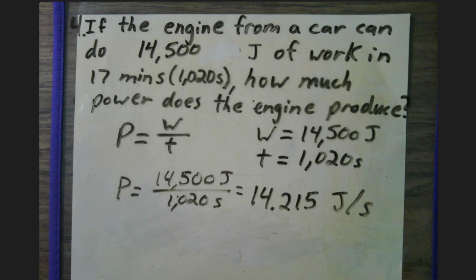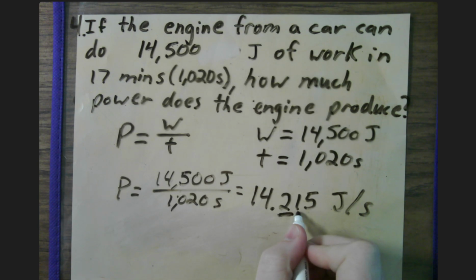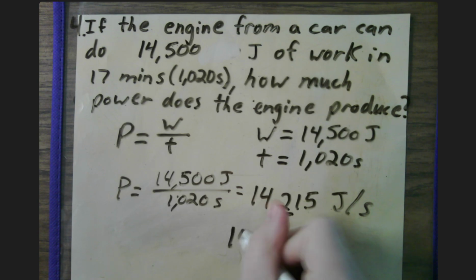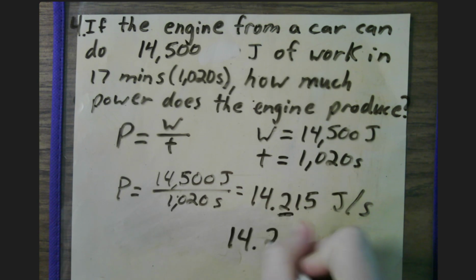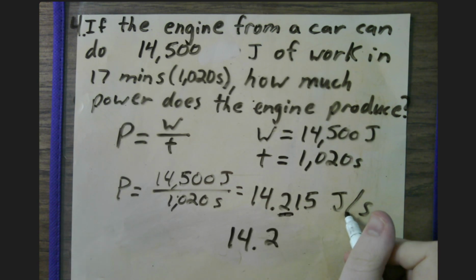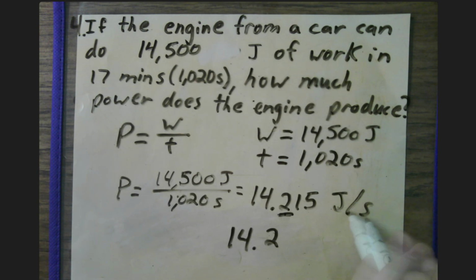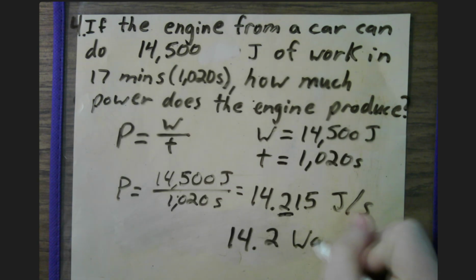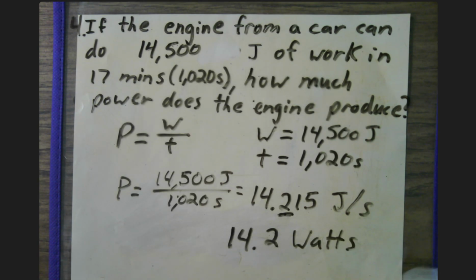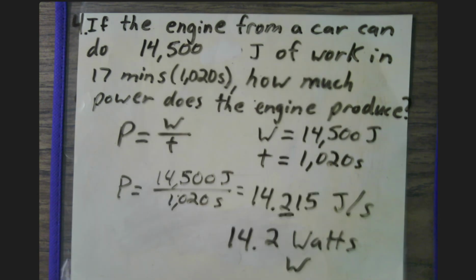Now let's simplify both and round to the nearest tenth. Tenth is this spot. So we're going to look back and see this is a 1, it's less than a 5, so it's going to stay the same. So our number is going to be 14.2, and we're going to simplify our units. Joules divided by seconds is also the same as watts. Or you can just put a capital W. Let's look at another example of power.